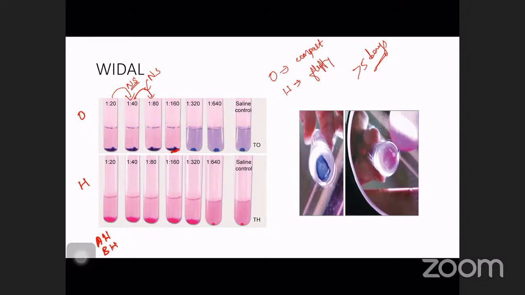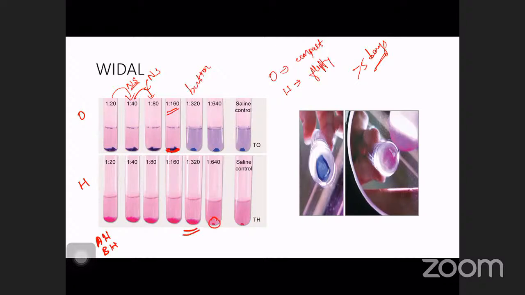So even in 320, 640, there is something present, that is actually the antigen which has been deposited, and it is not the agglutination actually. So this you call as button formation. Button formation is always negative. So this is the thing which is positive. The compact disc-like pattern is positive. So it is positive at a titer of 1:160. In the H fluffy pattern, it is seen till 1:320. Here it is again negative.